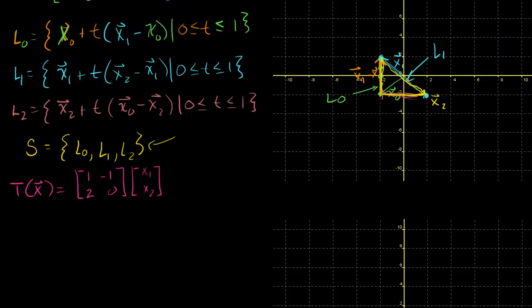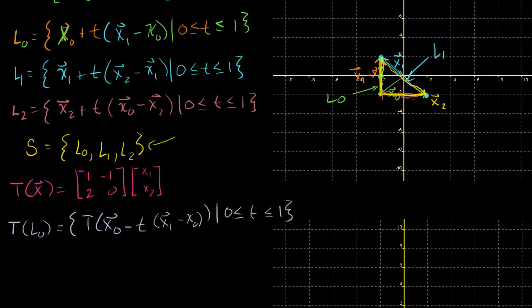So let me take the transformation first. The transformation of L naught is equal to the transformation of this thing, right? This is just one of the particular members, for a particular t, of L naught. So it's going to be equal to the transformation of x naught plus t times x1 minus x naught, that's a lowercase t, not the transformation, such that 0 is less than or equal to t is less than or equal to 1. Let me switch colors.